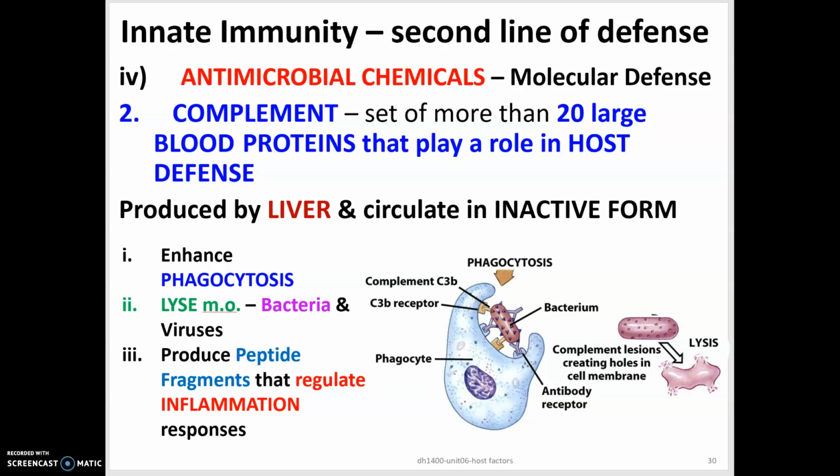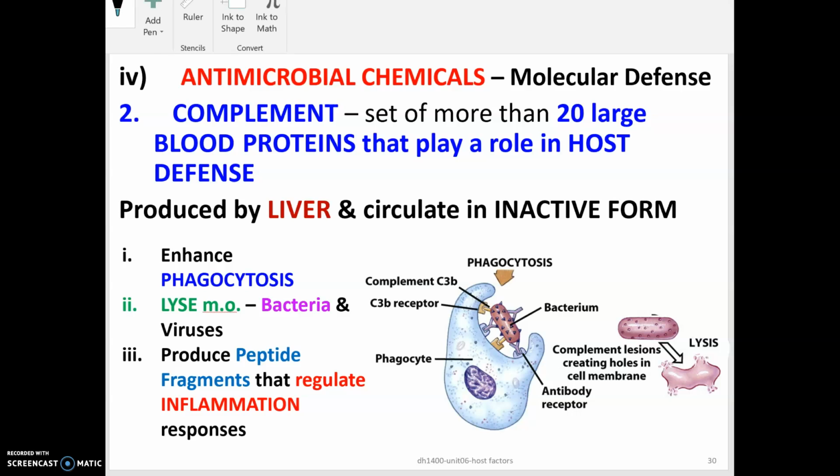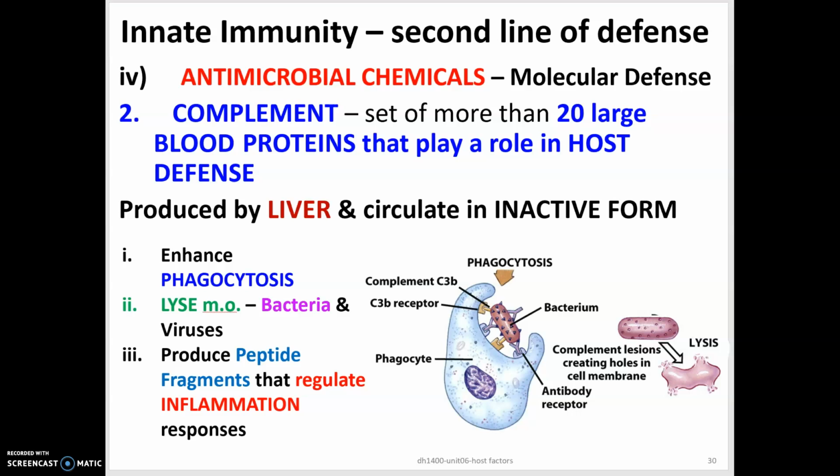So that's interferon. The next set of antimicrobial chemicals that we have is our complement system. Now our complement system is made up of around 20 large blood proteins, or proteins that live in the blood. They're produced in the liver, and they circulate in an inactive form. So they're not active all the time. They're only active when they're exposed to certain chemicals.